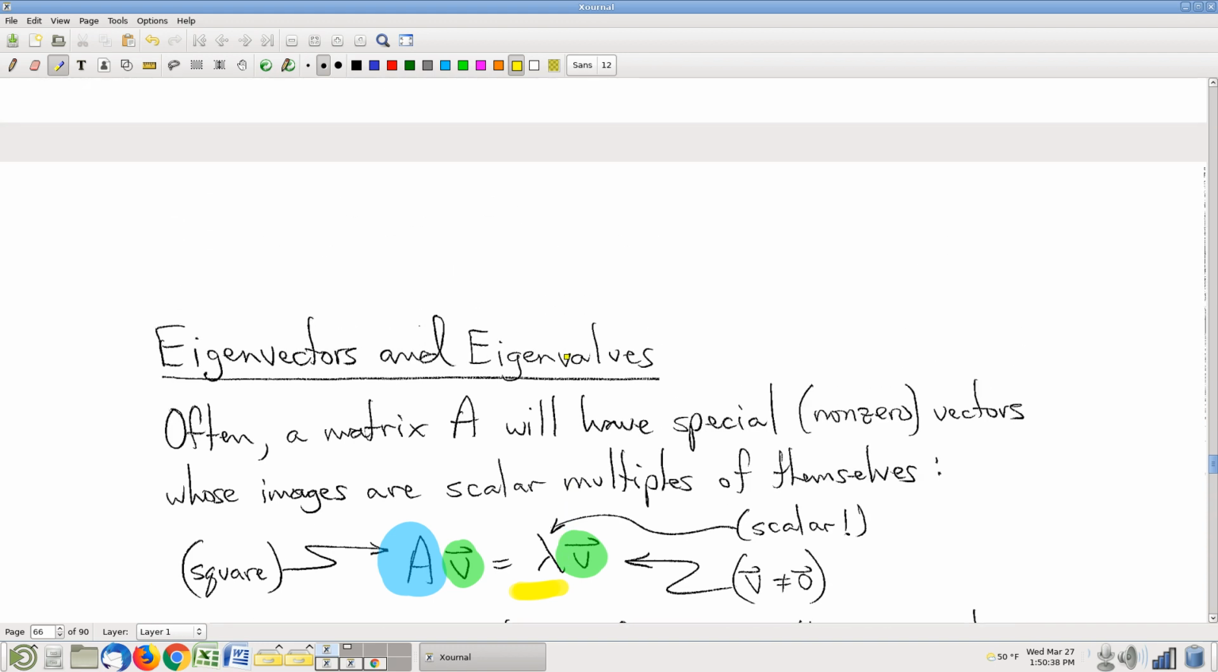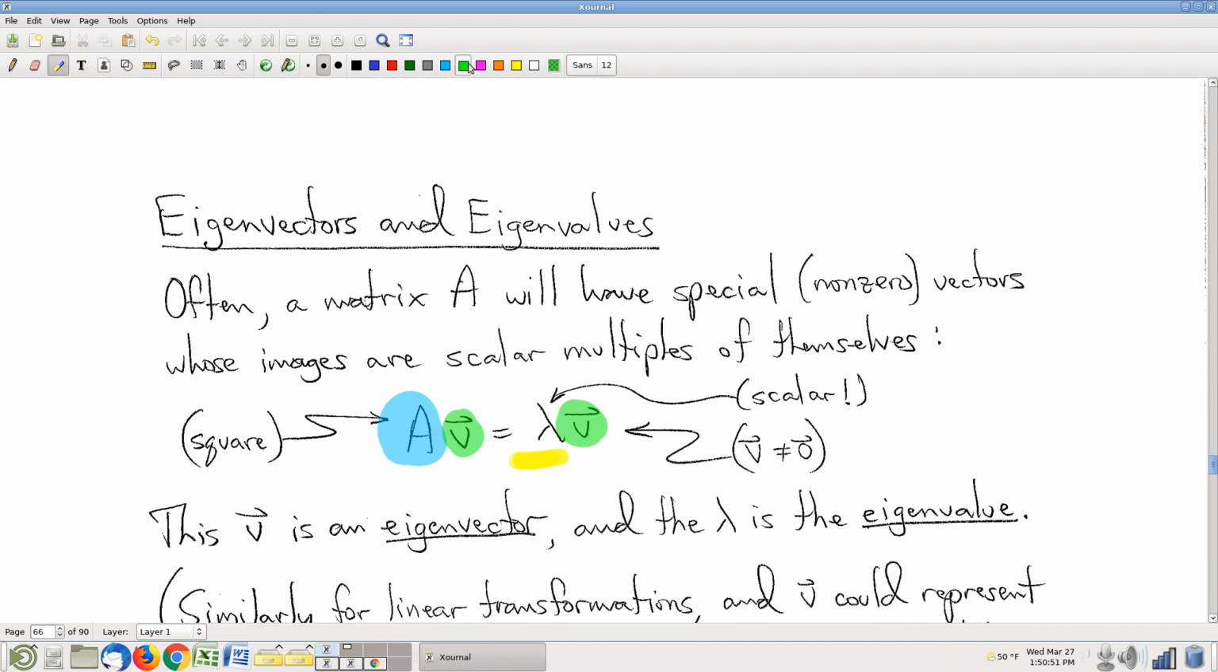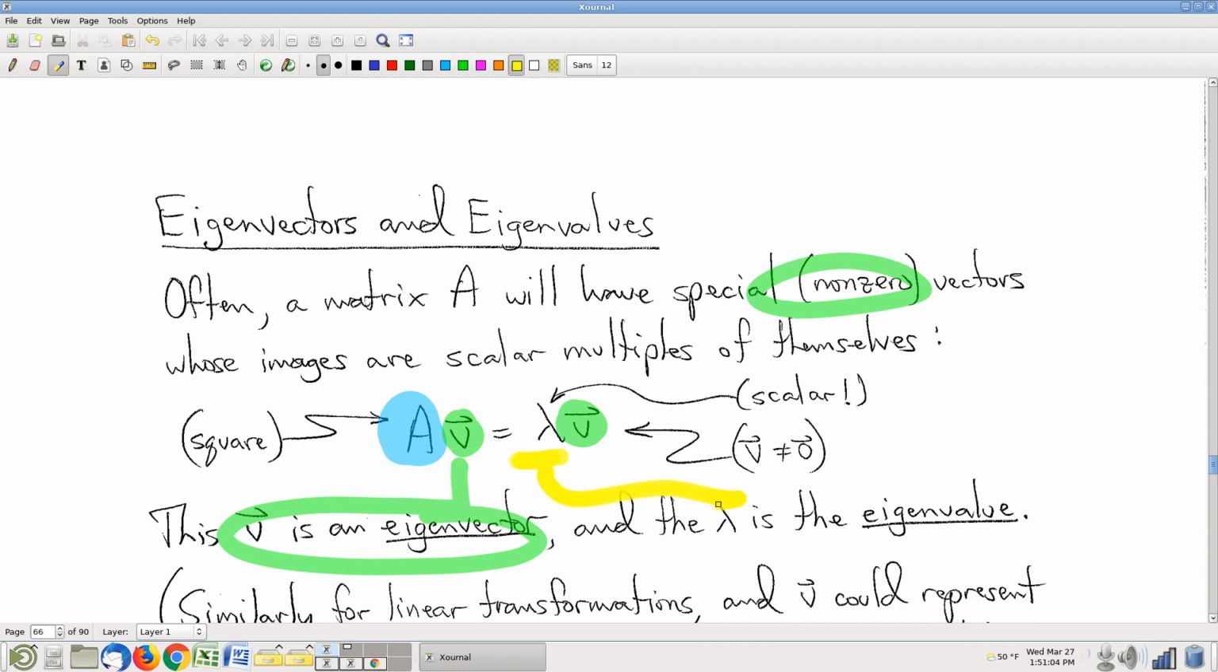Certainly, most of the time when you multiply a matrix times a vector, you get an unrelated vector. You certainly don't expect to just get a scalar times that vector. But sometimes you do. If you do, that vector is called an eigenvector. By the way, we require non-zero. I'll come back to that in a moment. But the vector is called an eigenvector, and the scalar is called the eigenvalue for that eigenvector.